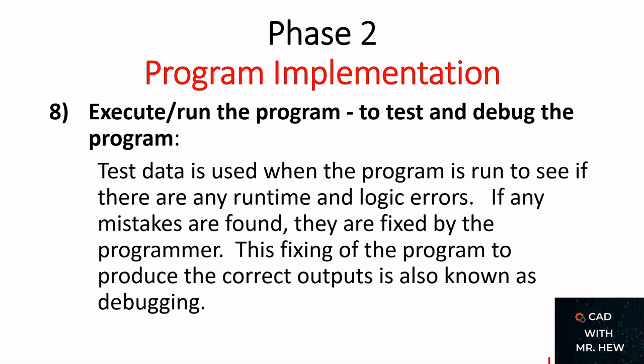Phase 2, program implementation, step 8. Execute or run the program. This involves the testing and debugging of the program. The test data is used when the program is run to see if there are any runtime and logic errors. If any mistakes are found, they are fixed by the programmer. This fixing of the program to produce the correct output is known as debugging.